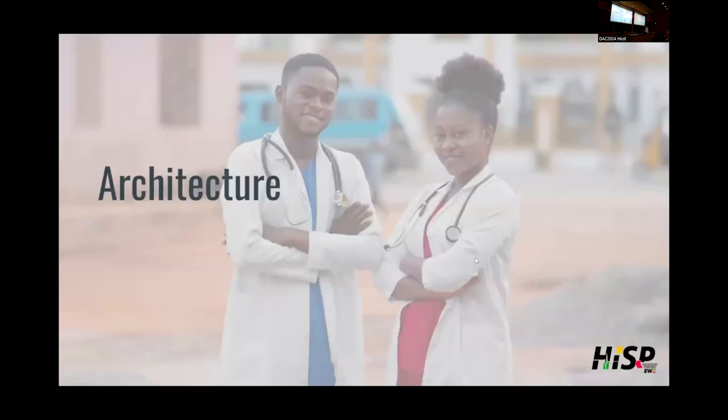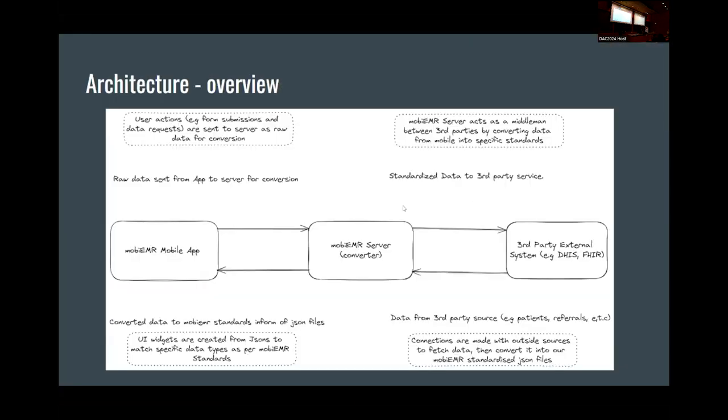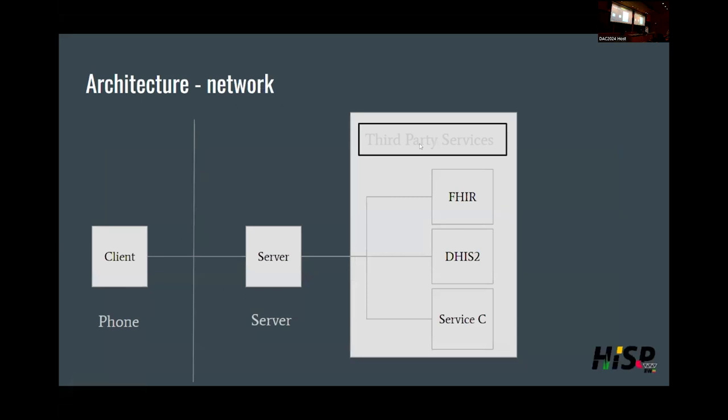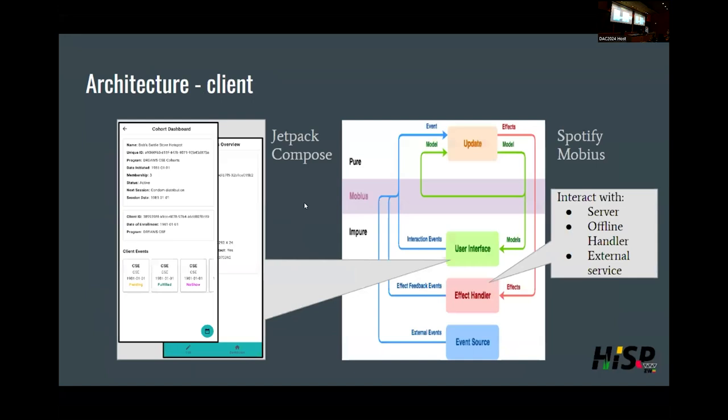Okay, so we're also going to go into the more detailed architecture of the system. The general idea here is that we have the mobile application, and then we have our middle tier, or our application server, that converts, and then talks to the third party external systems. So maybe this is another way of showing that same idea. You have your client, then this is our server, and then this server talks to third party clients. So it isolates the Android app from the need to know the formats that are required by FHIR and DHIS.